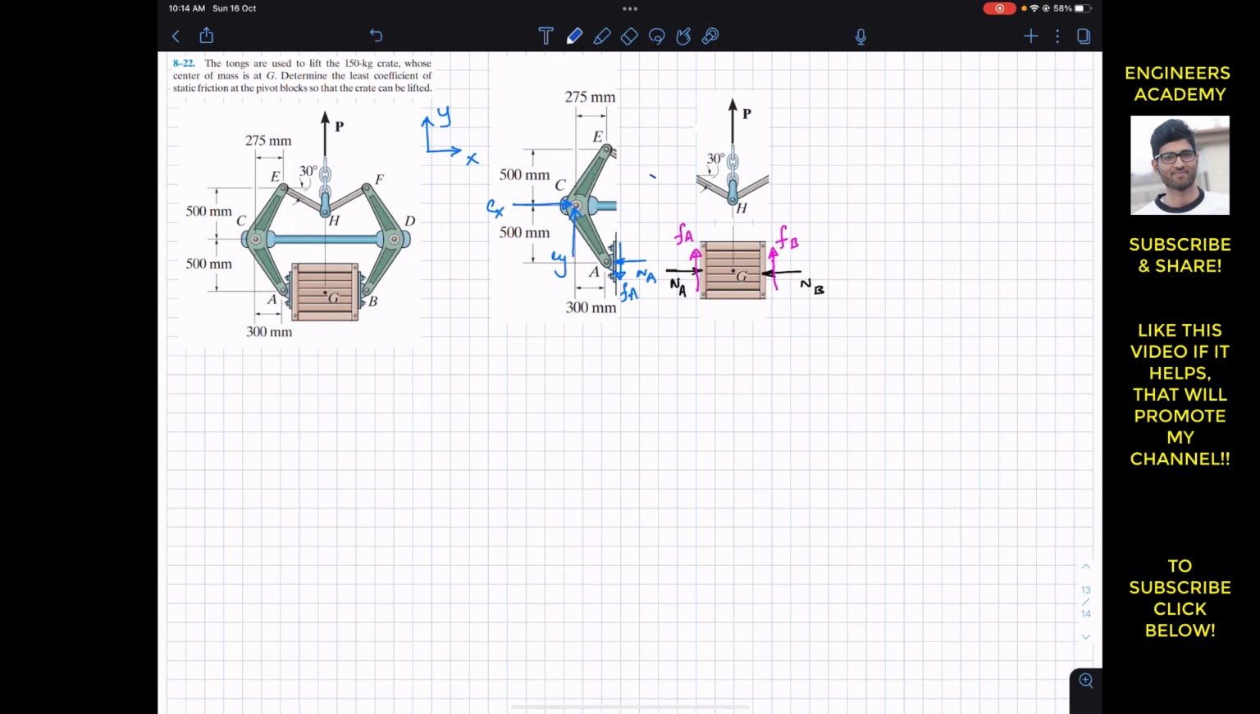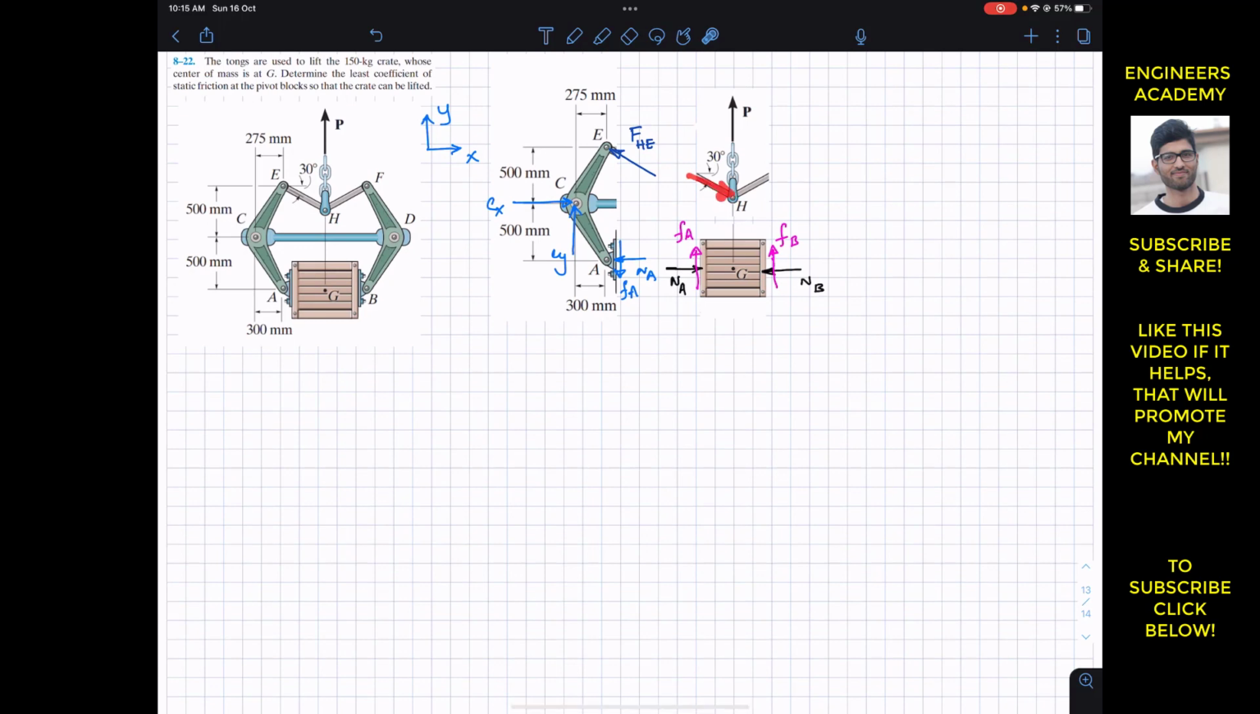So we will have the force at point E like this. This will be the force applied by the HE arm at point E. And if this arm is applying the force at point E in this direction, then as a reaction this arm is going to apply the force on this joint H in the opposite direction. So we will have that same FHE force but in the opposite direction. So this is FHE and this is FHE.